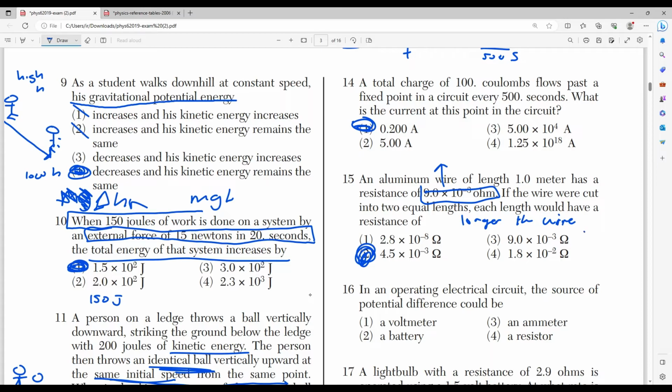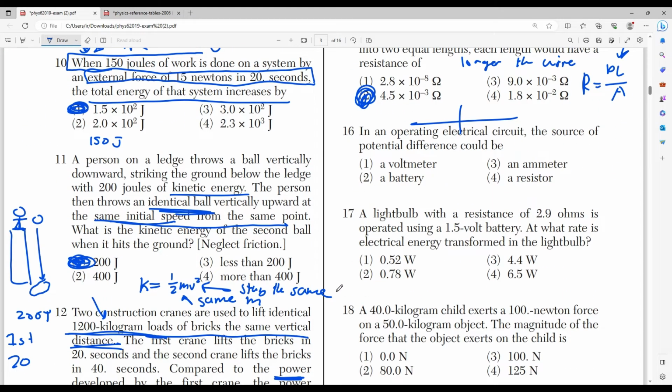Because the formula is R equals rho L over A. If you're making this L smaller, everything else is going to be smaller. If you're cutting this wire in half, you're making L 0.5 really. And if L is 0.5, R is 0.5. 9 divided by 2 is 4.5.